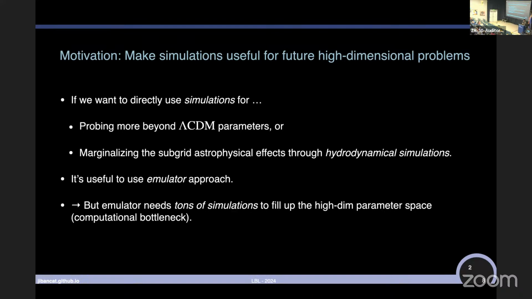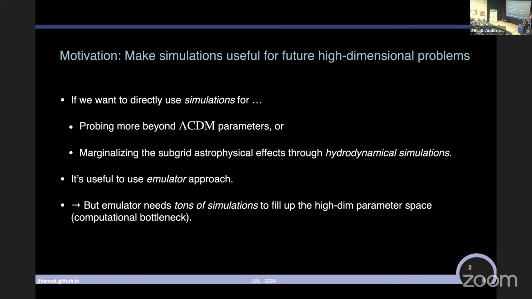For future studies, we are going to go to more nonlinear, small scales. And if we really want to use the hydro simulations to do cosmology, we are going to be marginalizing over all kinds of astrophysical effects from the subgrid models. These things are going to push your simulations to very, very high dimension. So one question is how can we do this in future cosmological studies if each simulation is very expensive and we are going to push this to very high dimension.